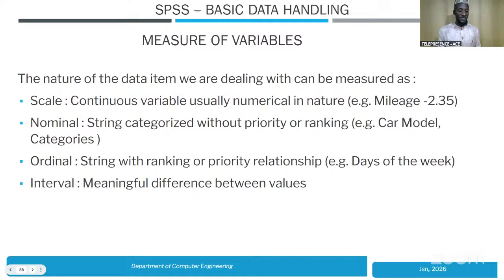The ordinal variable type, we use that for data sets that have a ranking or priority. For example, days of the week: Monday should come before Tuesday, Tuesday should come before Wednesday. So we can use ordinal for that, or maybe salary scale, where grade level 1 should be before grade level 2. The higher the number, the higher the relevance, so there's a priority relationship between those data points. We use ordinal for that. Interval, we can use for data that have differences between data values.